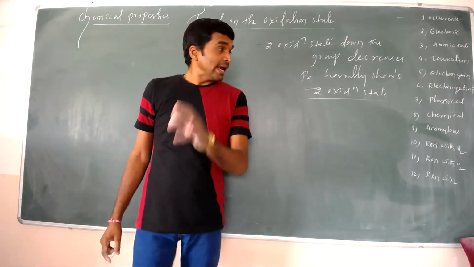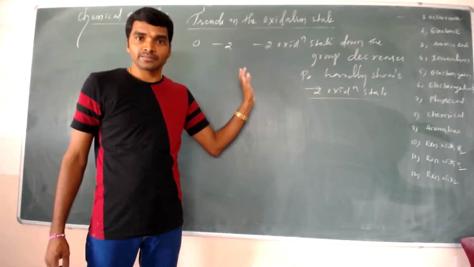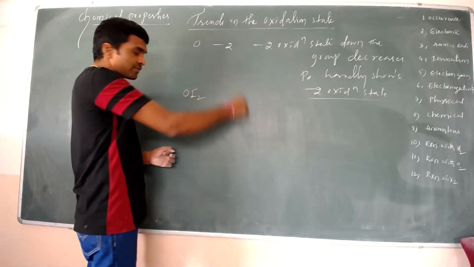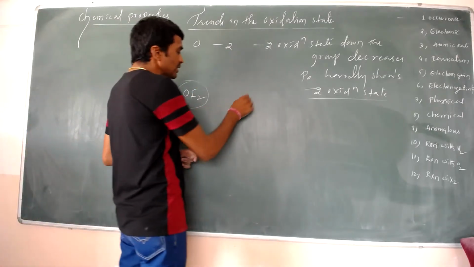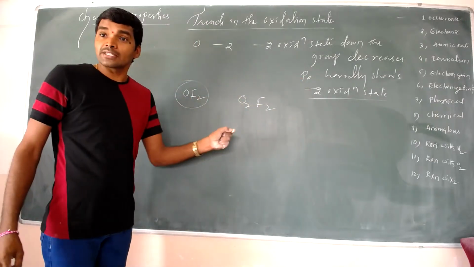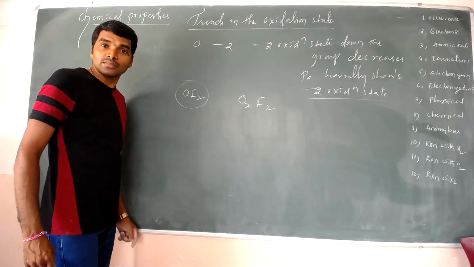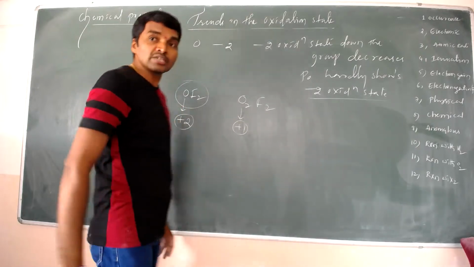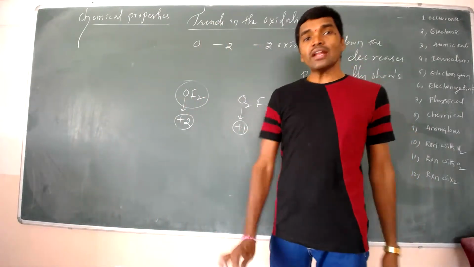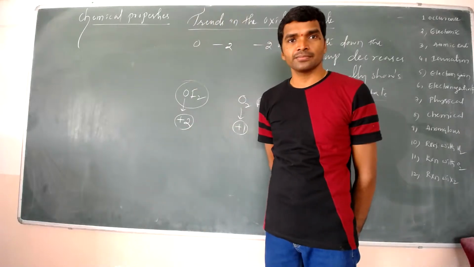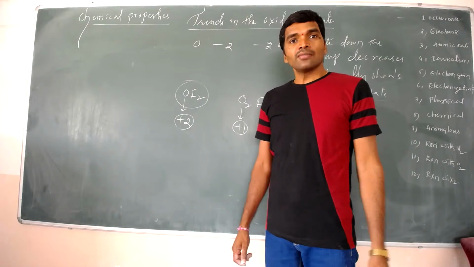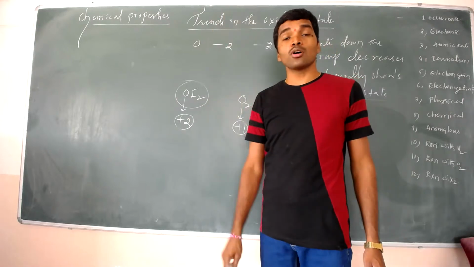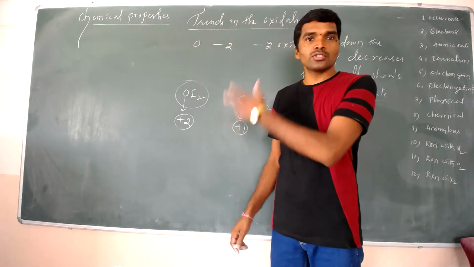Oxygen exhibits the -2 oxidation state. But when oxygen is combined with fluorine, in the form of OF2 and O2F2, oxygen exhibits the +2 oxidation state, and here +1. Only when oxygen is combined with fluorine does it exhibit a positive oxidation state; otherwise never. You remember.